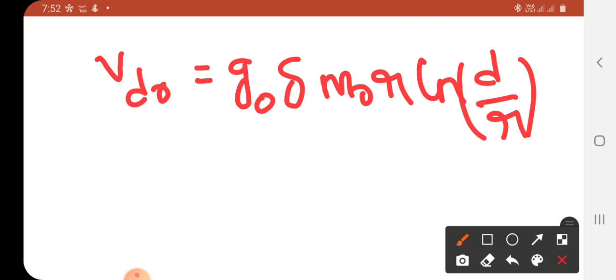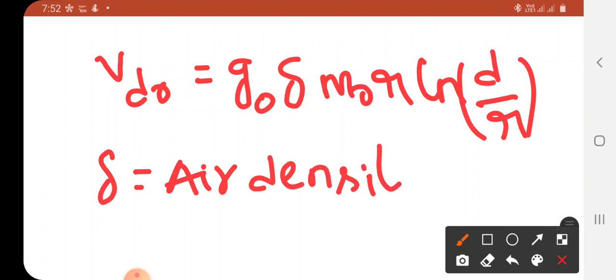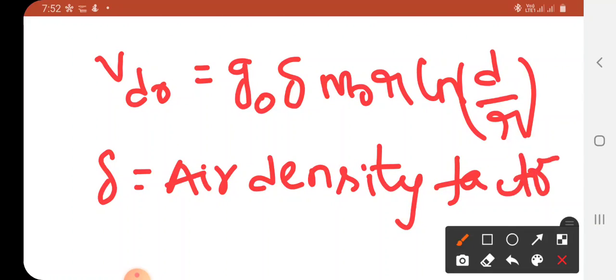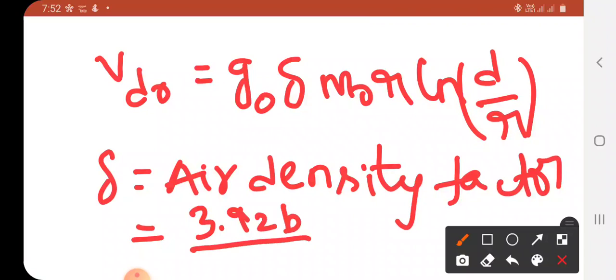Already we have defined delta. Delta is called the air density factor. What is the formula for air density factor? Delta equals 3.92 B divided by 273 plus T degrees centigrade. And m naught is the conductor surface condition factor. Generally, m naught may be taken as unity, or it varies from 0.98 to 0.93 and 0.87 to 0.80 for polished and roughened stranded conductors.